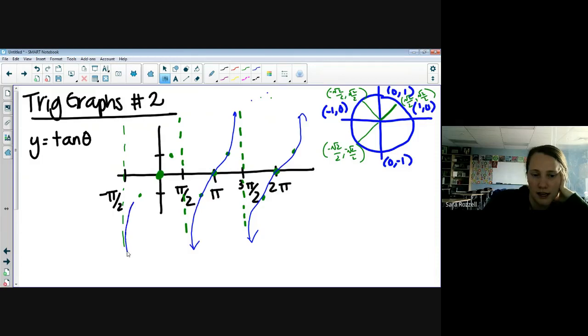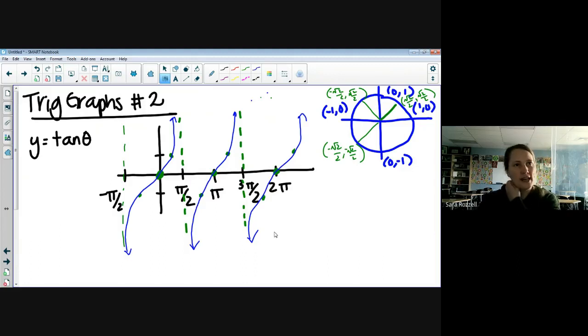Wish there was a setting that I could make the pen the thin pen instead of the thick one, and I didn't have to hit that every time. All right, so that is what our tangent graph looks like. It's a series of these curves that start down and end up. Okay.